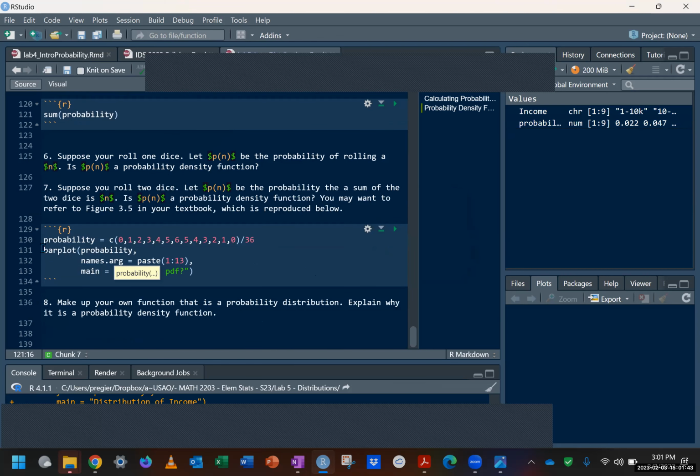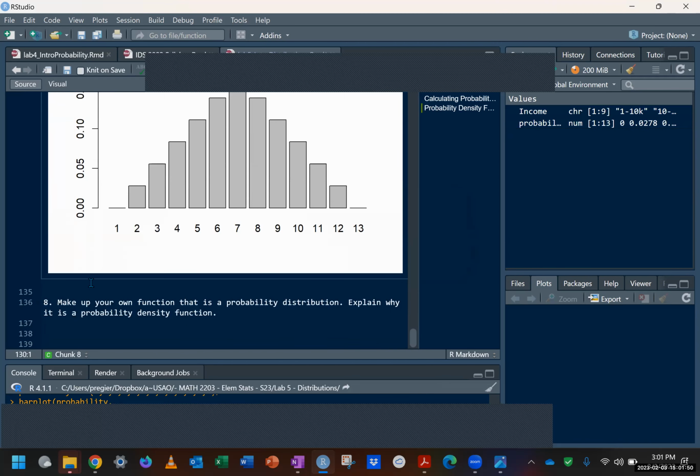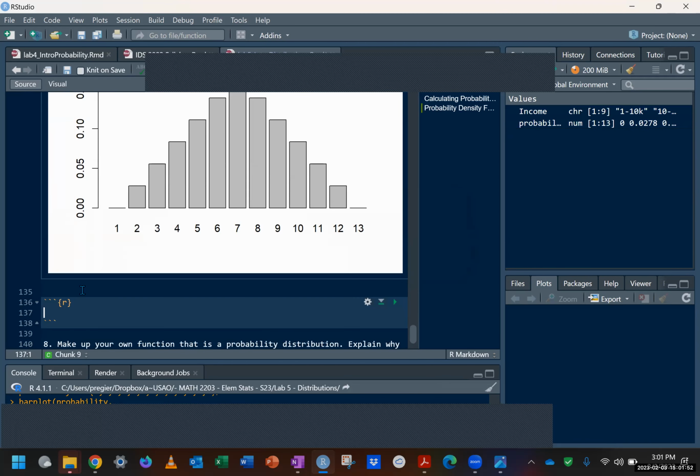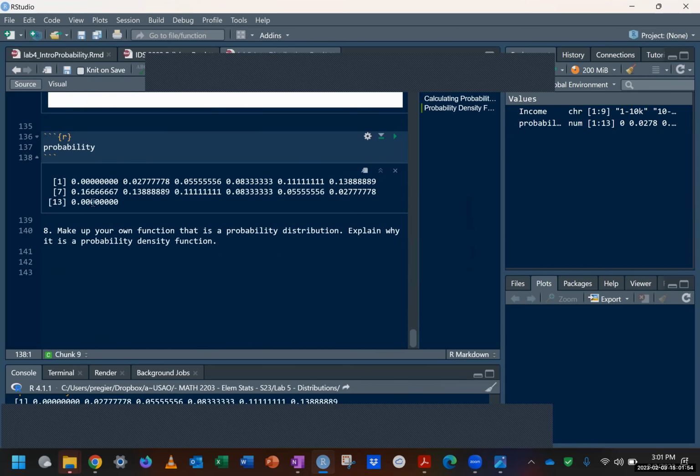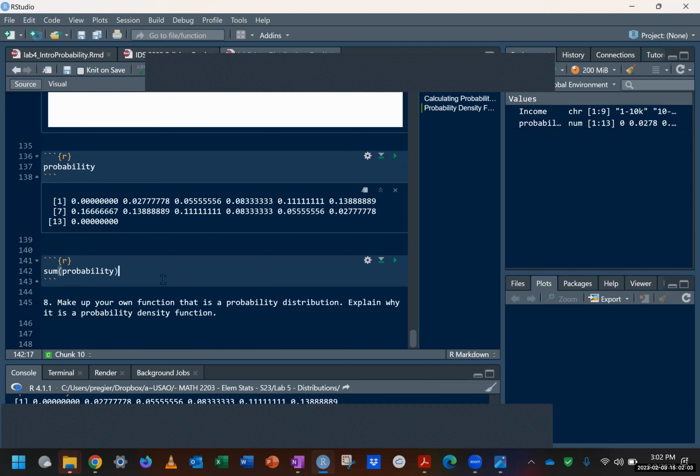Okay, so here's some more examples. Again, you have a probability vector that you can look at. Here's the histogram of it. If you want to analyze that vector probability, it looks like this. And to get some more information on it, you might want to say sum of probability. That will give you some more information on what your distribution looks like.